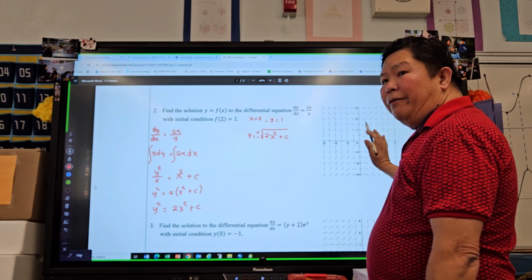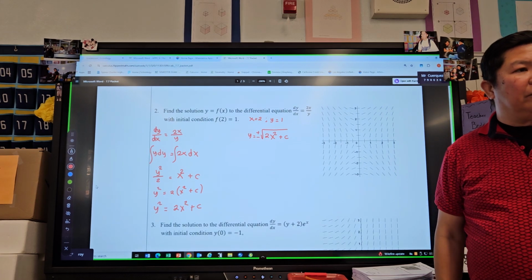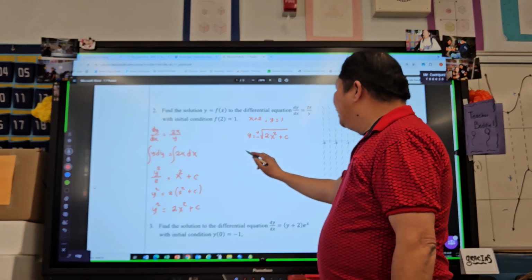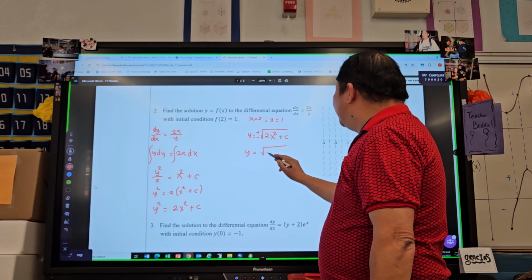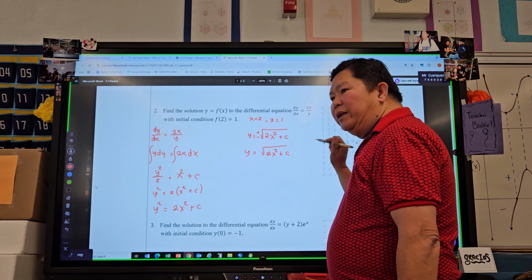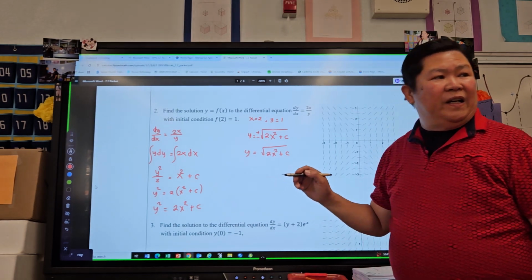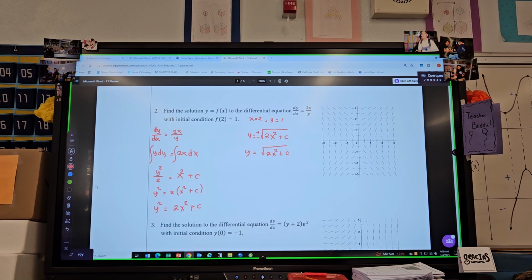Now, if we graph, what to consider? What will be our final answer? If we graph, it's going to be y. Since y is positive, we use the square root of 2x squared plus c. But we need to identify what c is. You get me, guys? So what to do now? Plug in the value of x and y.